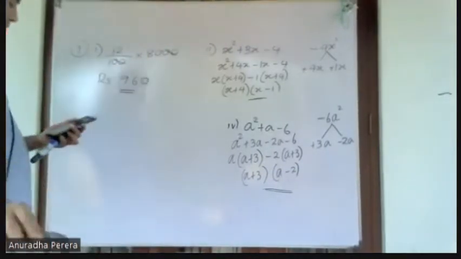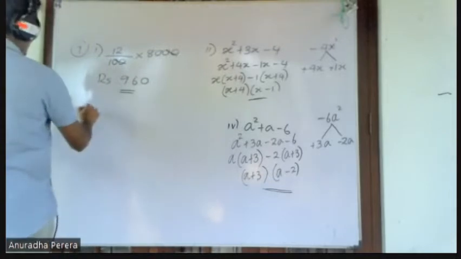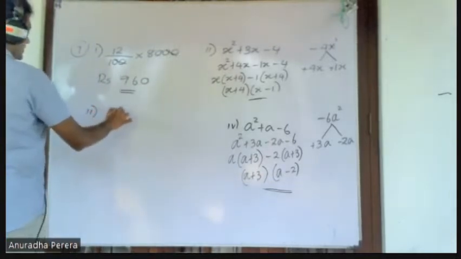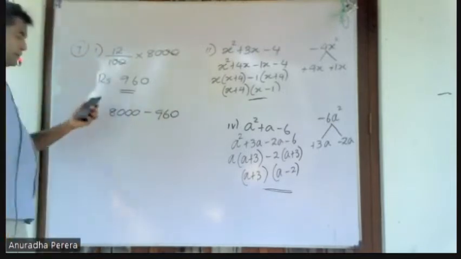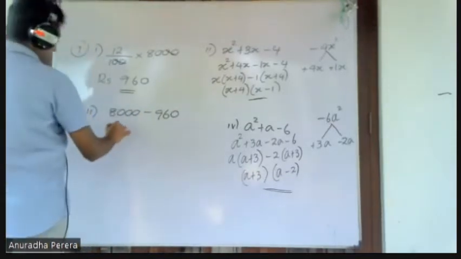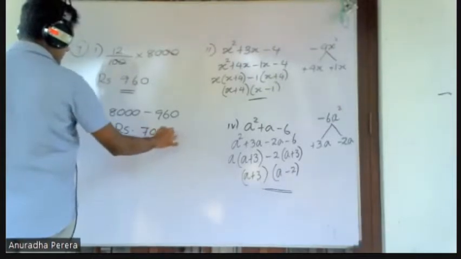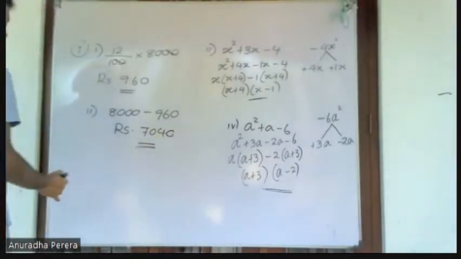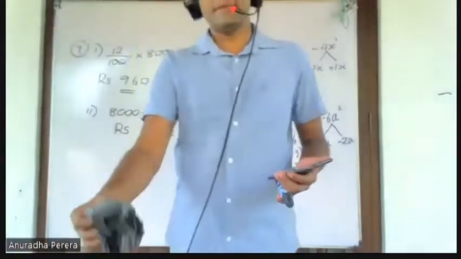The second question. What is the selling price after giving the discount? The selling price: the marked price is 8,000, and 960 is the discount. The answer is 7,040 rupees. Yes. Question number 8, the last one.